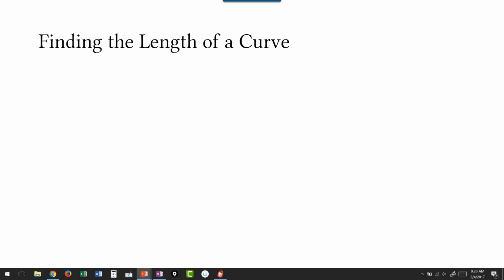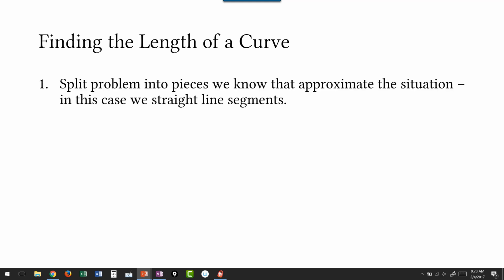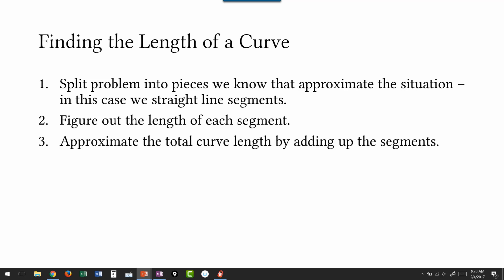To find the length of a curve, we'll use our knowledge of how to find straight line lengths in the process. Number one, we're going to split the problem into pieces we know, pieces that approximate the situation. Here, we're going to take a curve and approximate it by straight line segments. After that, we have to figure out the contribution of each piece. In this situation, it'll be to find the length of each segment. Then the length of the curve will be approximately the sum of the lengths of the segments.